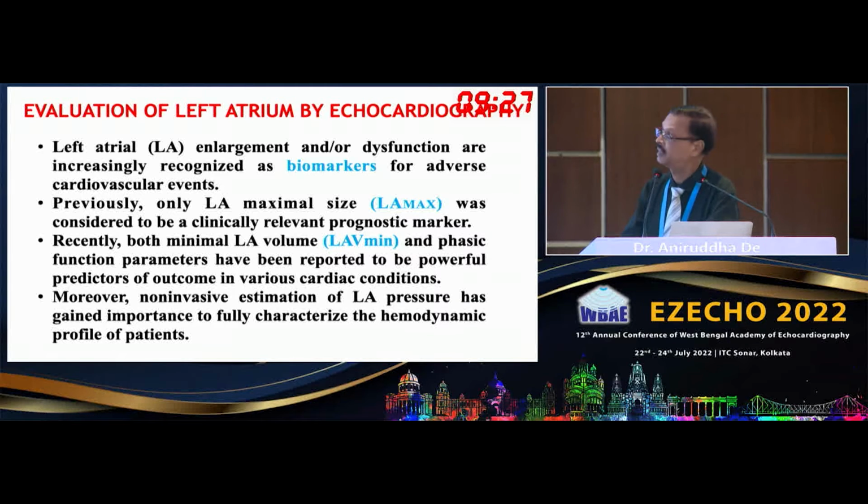But now, presently, minimal LA volume, what Dr. Nitin was speaking about in the morning, and the phasic function parameters have been reported to be more powerful predictors of outcome in various cardiac conditions. Moreover, non-invasive estimation of the LA pressure has gained importance to fully characterize the hemodynamic profile of the patients.